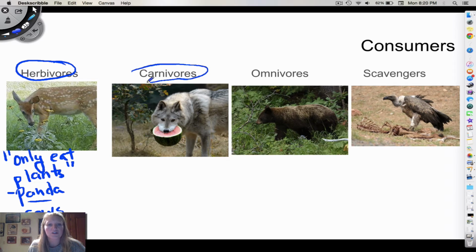Carnivores. I picked this picture out just because I thought it was so cool, but I think it's showing a wolf or a coyote not acting as a carnivore. Carnivores only eat animals, and there are no exceptions, which is funny. I just somehow spelled eat wrong. Animals.